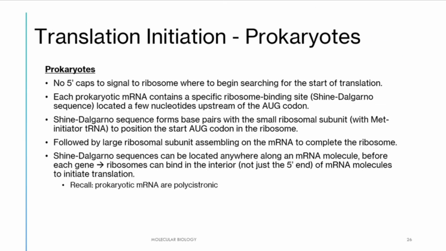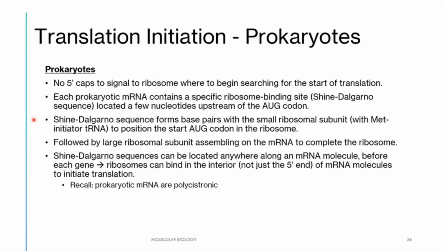For prokaryotic cells, there is no 5' cap to signal to the ribosome where to start searching for the start of the translation. So the ribosome has to locate the start codon. So how does it do that? In prokaryotes, the mRNA contains a very specific ribosome binding site called the Shine-Dalgarno sequence. This Shine-Dalgarno sequence is a couple of nucleotides upstream of the AUG start codon.